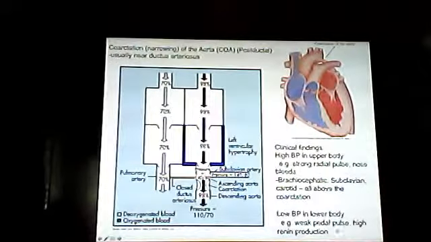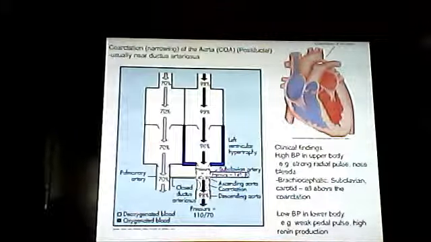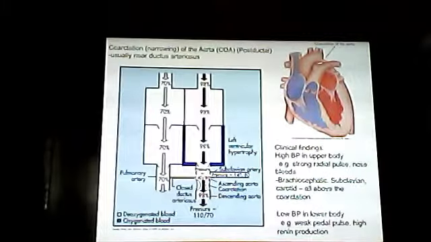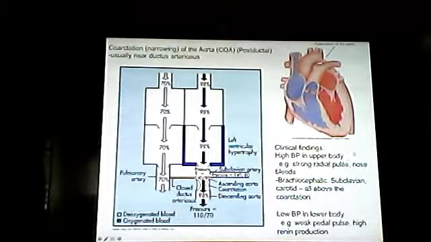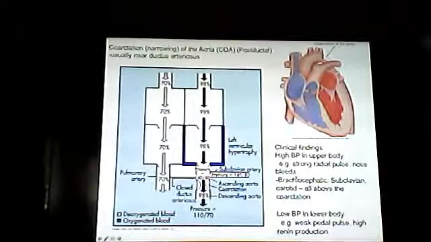So you'll see a weak pedal pulse, and because the kidneys, which sense blood pressure, are in the lower half, you'll also have renin production because they think that you're not getting enough blood flow to that side of the body.